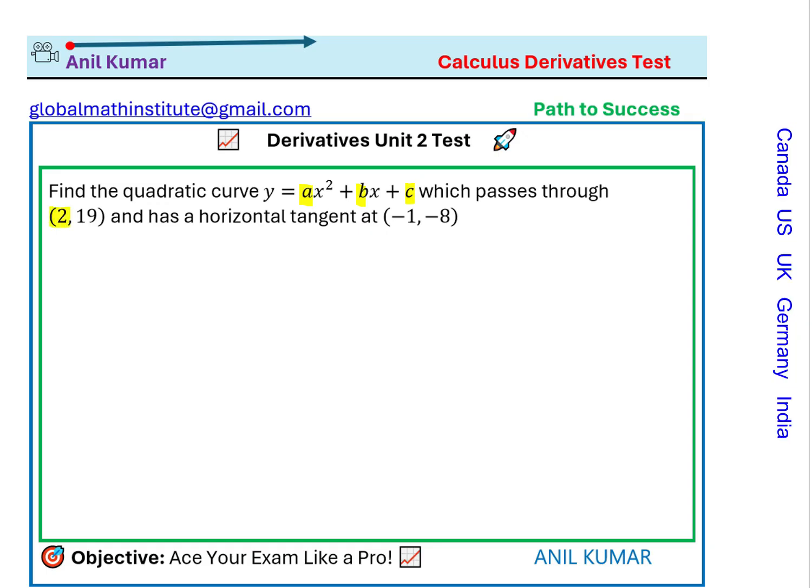Equation number 1 comes from the point given to you, (2, 19). Equation number 2 comes from the second point, which is (-1, -8). From where do you get equation number 3? Well, it is from the horizontal tangent condition. So you have three equations and just find the values of a, b, and c. You can always pause the video and then look into my suggestions.